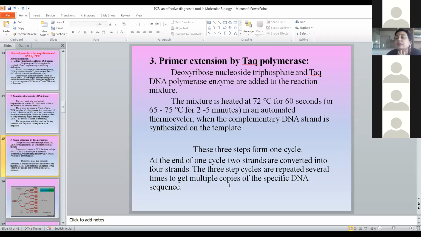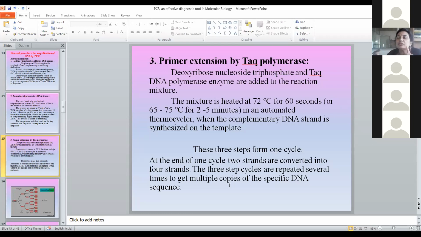The mixture is heated to around 72 degrees Celsius for 1 or 2 minutes. It may vary here also. That depends upon whatever product we procure from companies. They tell us how much time will be required for step 3, but a minimum of 1 to 2 minutes is required. What happens during this time? When you add Taq polymerase and dNTPs and keep the temperature at 72 degrees Celsius, primer extension will take place and complementary new DNA strands are synthesized on the template.